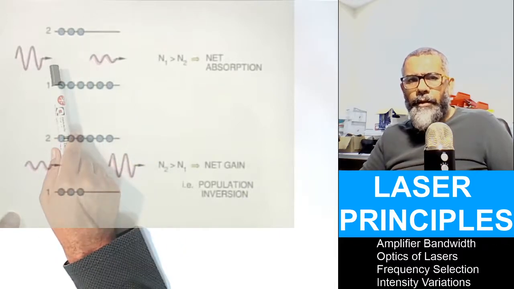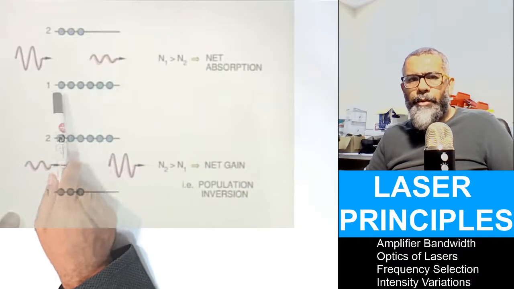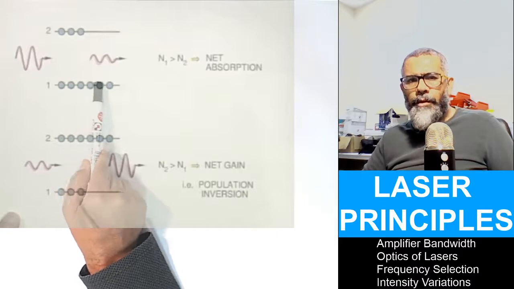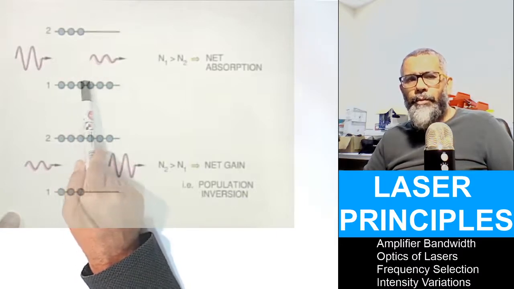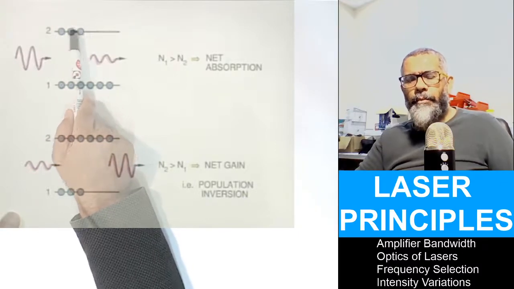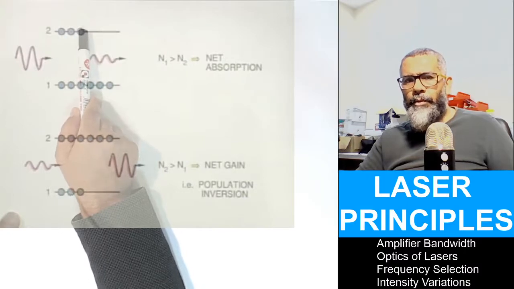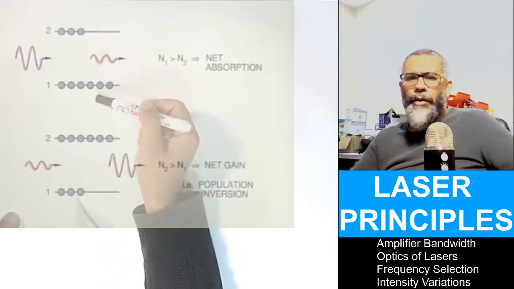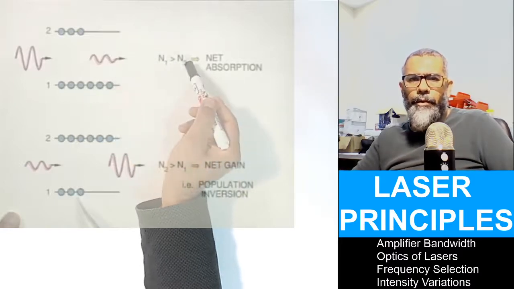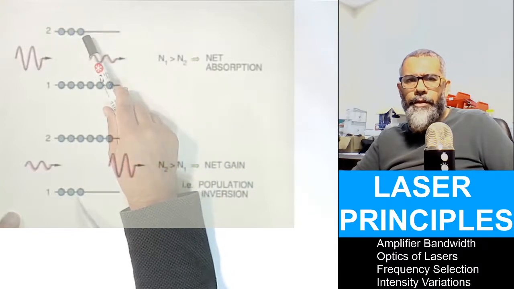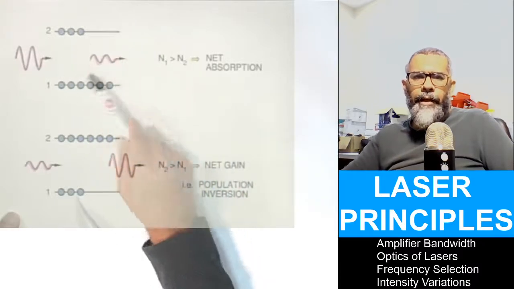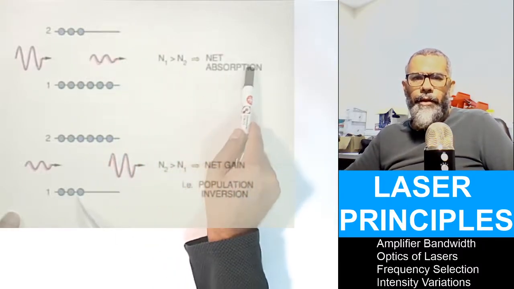So if you send the light, then the amplitude of the light will be reduced, because the probability of absorption due to the higher number of ground state atoms is higher than the probability of emission from the excited level atoms. Okay, so let's call N1 the number of atoms in the ground state, and N2 the number of atoms in the excited state. If N1 is larger than N2, this medium will act like an absorber, and the process will be a net absorption.